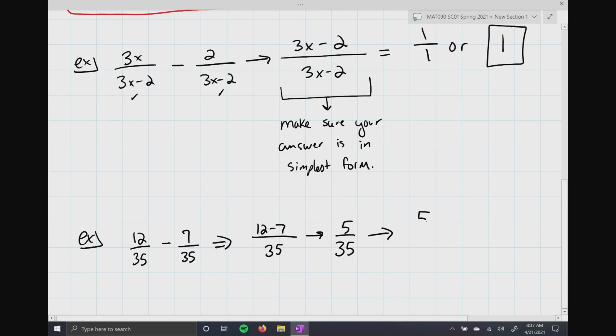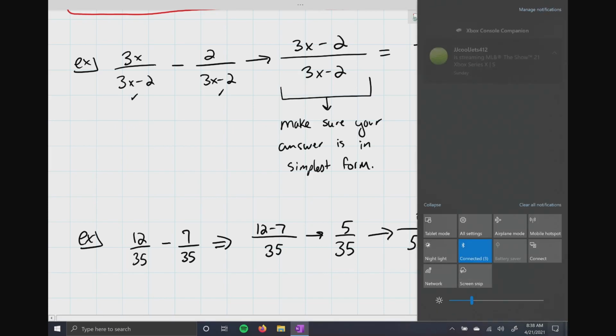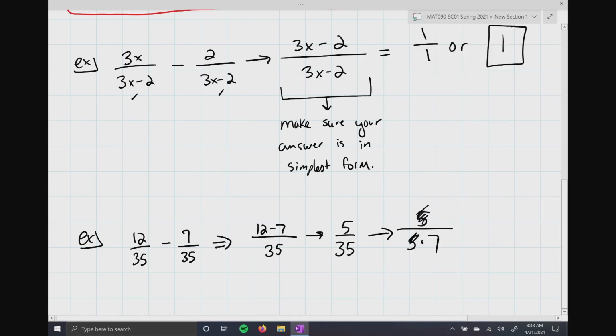And if you were like me, you would rewrite 35 as 5 times 7. Notice what I did there is I factored it. That's what I did with 35. I factored the number 35. And the reason why I did it is so I can see that I have a 5 in a numerator and a 5 in a denominator. And I hate when that happens. And that reduces down into 1/7.